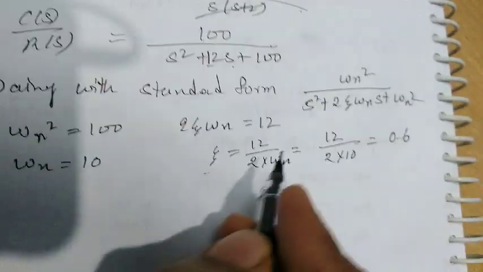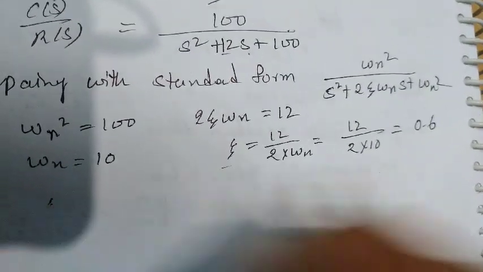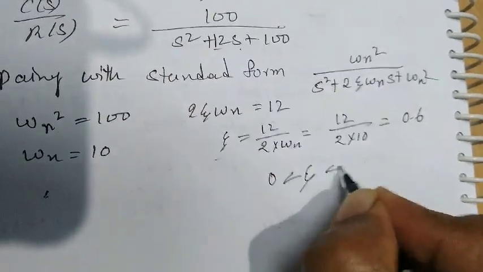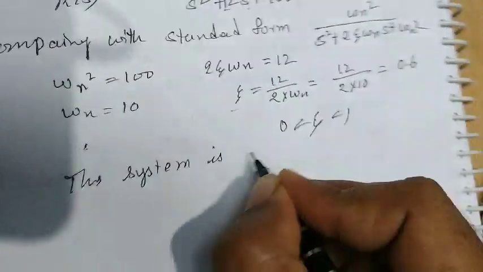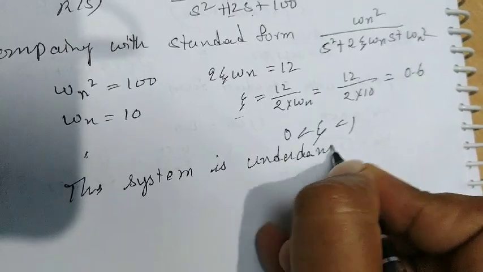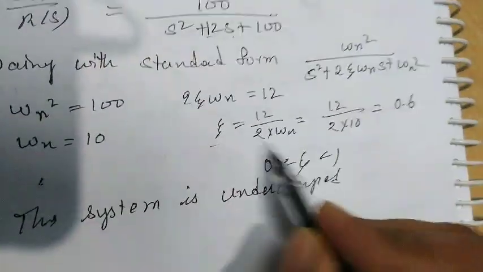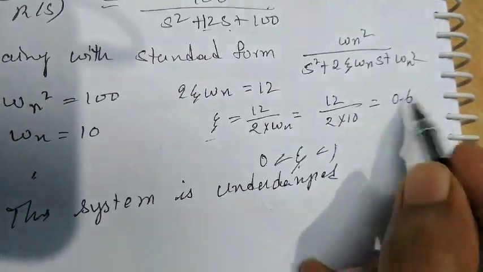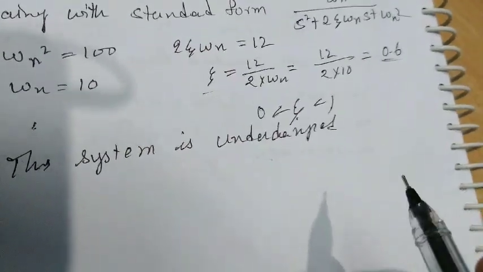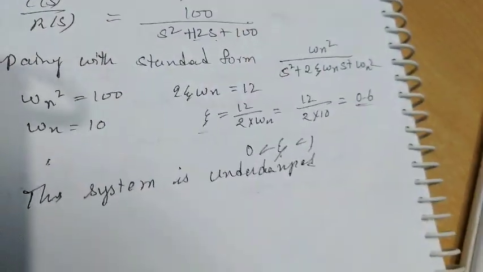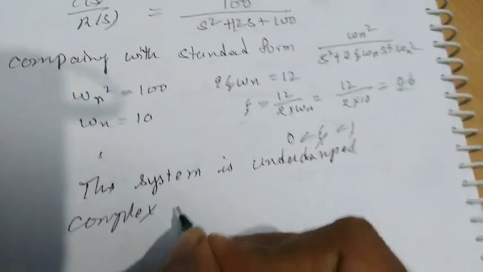Since zeta is 0.6, which is between 0 and 1, the system is underdamped. So for an underdamped system, where zeta is between 0 and 1, that is 0.6, the system is called an underdamped system, and the response we get is an exponentially oscillating response. And one more thing, the roots will be complex conjugate.